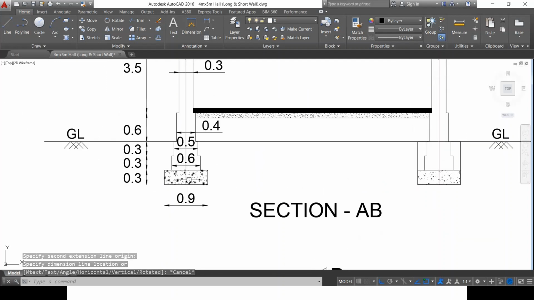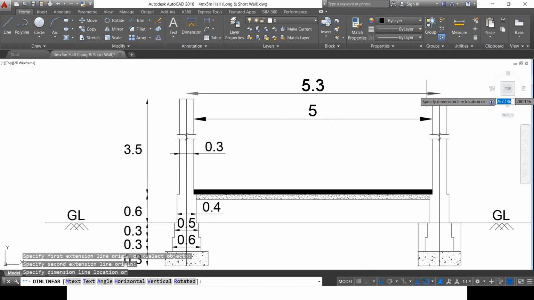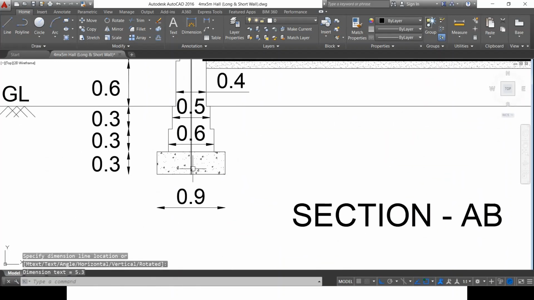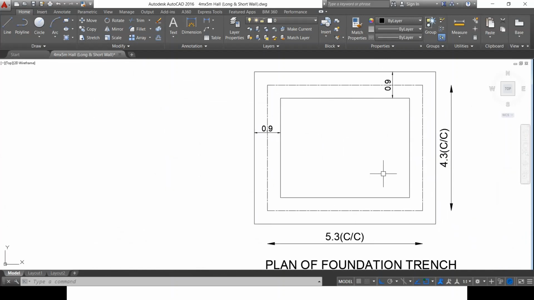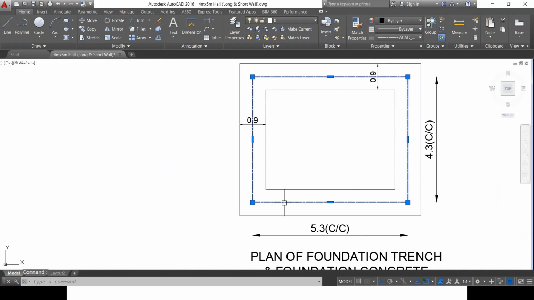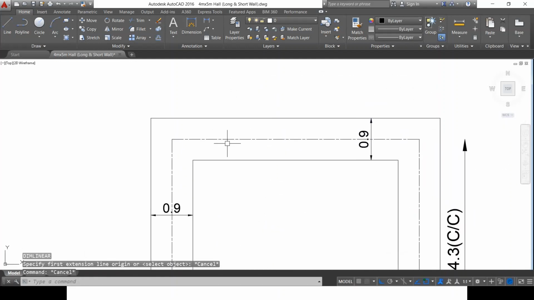I know the center to center distance already, which is 5.3 meters. To the left hand side, I have half of the width, and to the right hand side, I have half of the width, which is shown in this plan here. So this is the center line, and I know the total width of the foundation excavation, which is 0.9 meter all around.